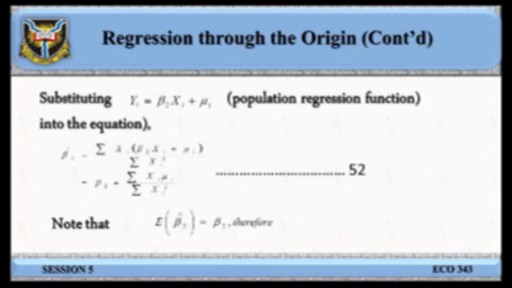Substituting yi is equal to beta 2 xi plus mu i, the population regression function, into the equation, you then get the equation that follows.